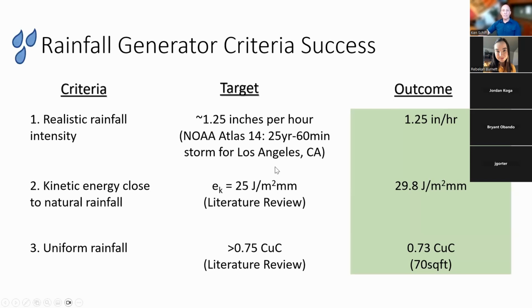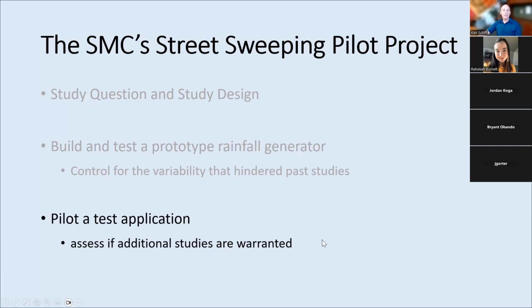So just kind of summarizing, there were 3 criteria: intensity, uniformity, and energy. Here's what our targets were based on historical data or through the literature. And you can see we come pretty dang close. So we were pretty happy with this. So let's talk about application. Now that we've built this thing and we've convinced ourselves that it mimics natural rainfall, let's try it out.